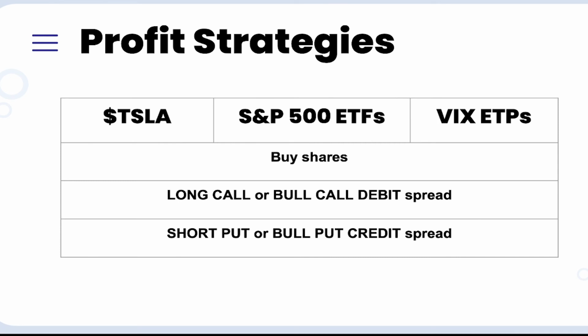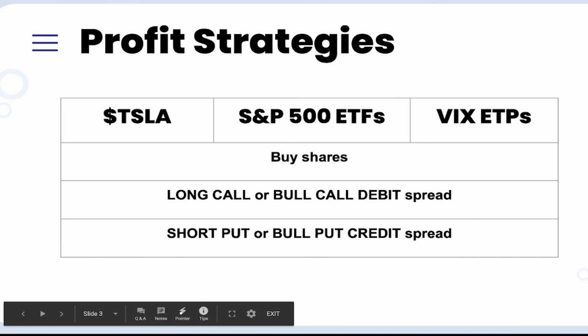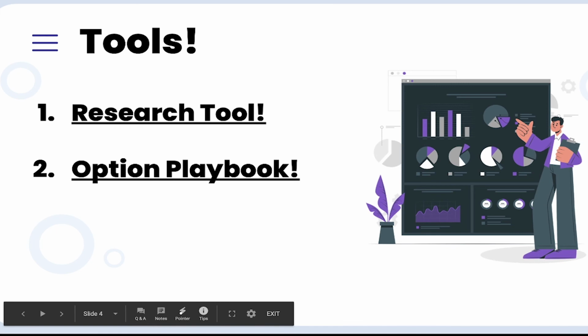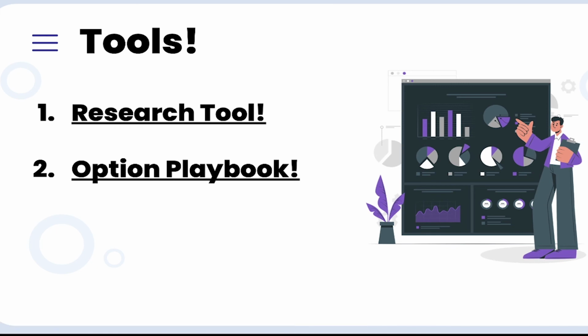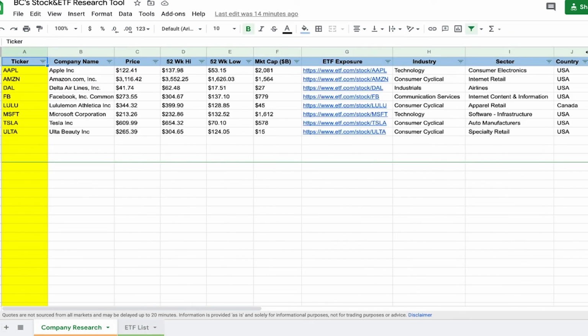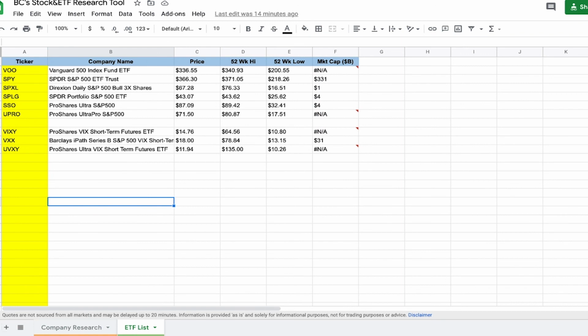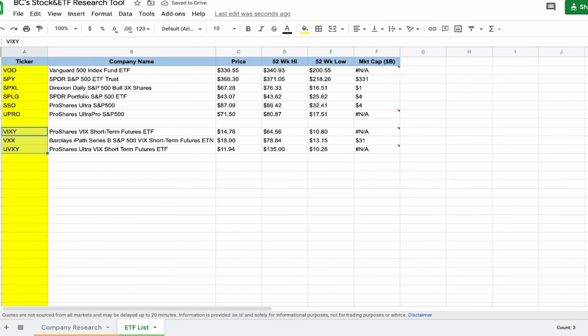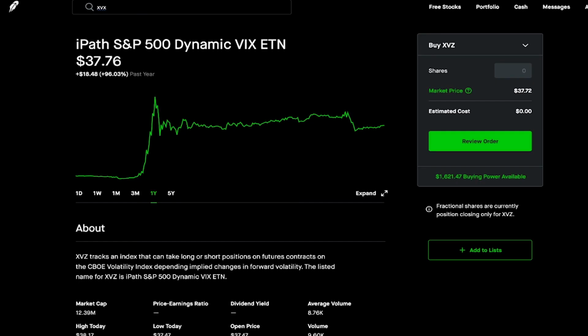Okay, so I just want to show you the tools. If you click here, research tool, it will open this tool where you can search stocks and have an ETF list. I already have like 6 S&P 500 index ETFs listed here, and then these are the volatility ETPs, or I think some of them are ETFs, some of them are ETNs. Actually, before I go over the trade strategies, let me show you what the volatility ETFs do. Essentially, whenever there's a lot of volatility, their prices go up.